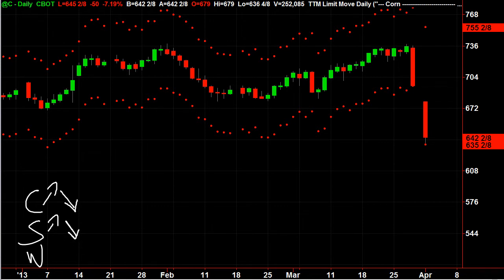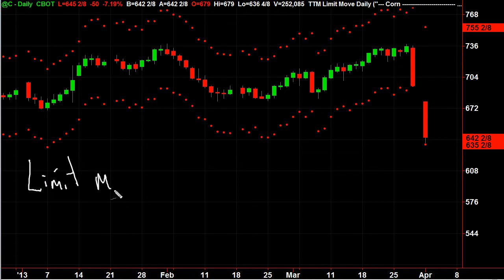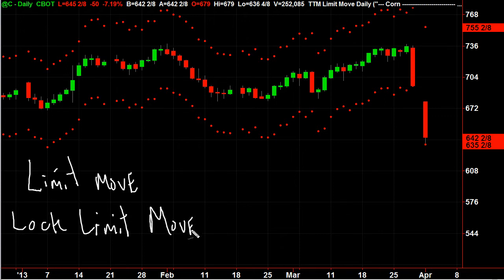But the real thing that you need to be aware of when you're trading the agriculture product contracts is this little thing called a limit move, okay? Now, you may hear somebody talk about it and they may incorrectly say it's a lock limit move. And it's really not a lock limit. It's just a limit move. And all that means is that the exchange will not allow it to go lower than this red dot or higher than this red dot. Think about it as circuit breakers.